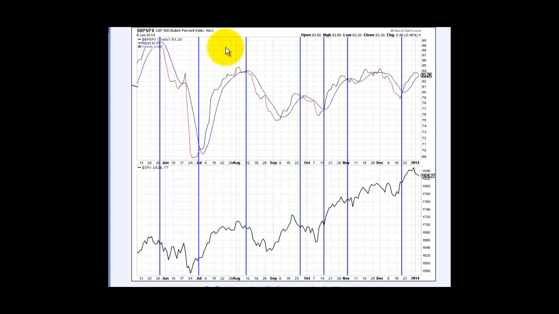I don't think we're going to look to take out the highs. We may get close to it, but I think that might be a good selling opportunity, that we might have a local top in place. But here's the bullish percent SPX, as you can see here.